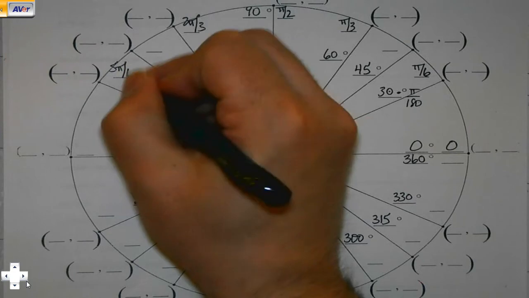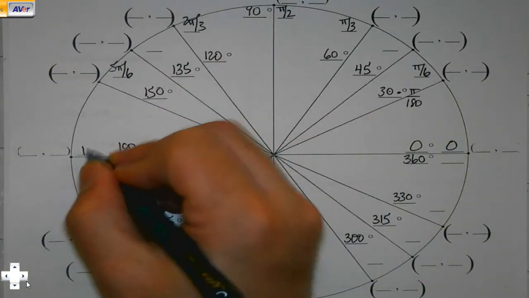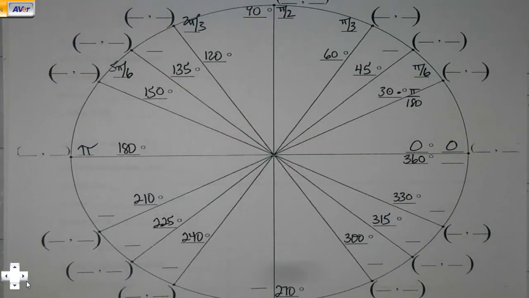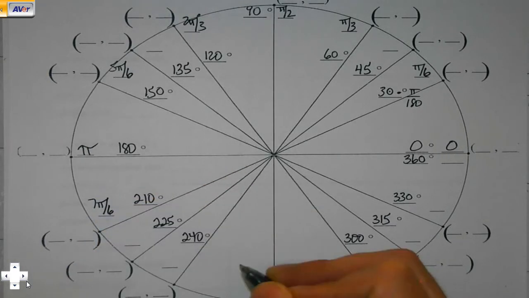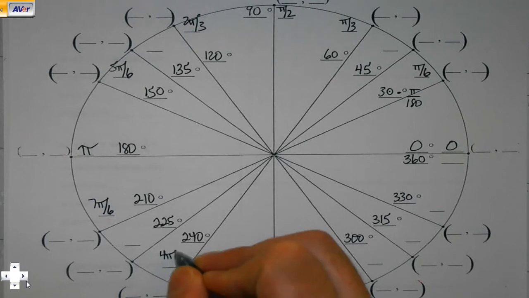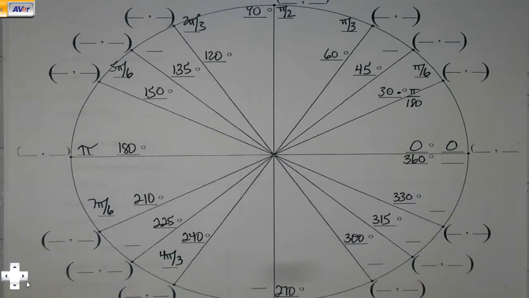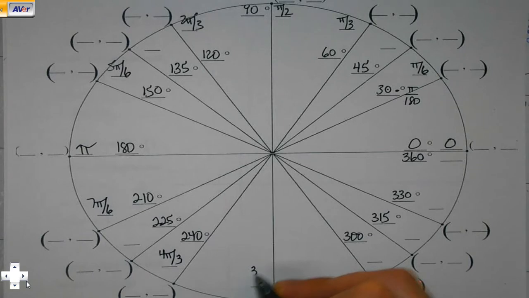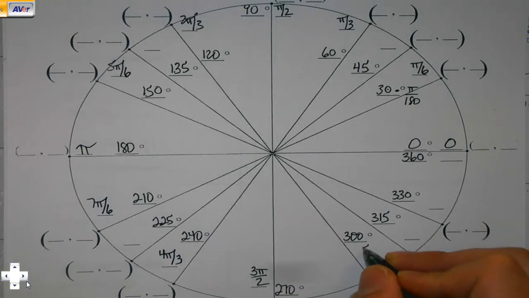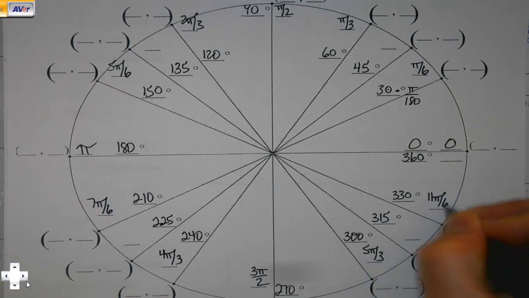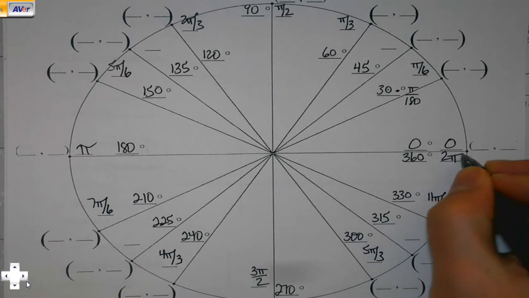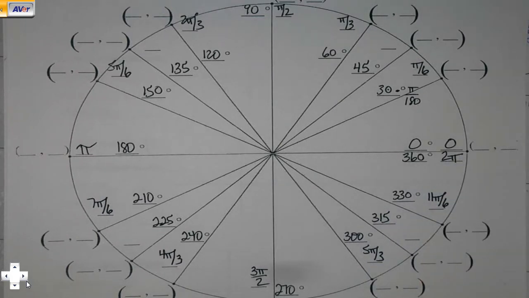5 pi over 6. Here comes our first checkpoint. 6 pi over 6, or pi, because we know the pi is 180. 7 pi over 6. 8 pi over 6, reduced. 9 pi over 6, reduced. 10 pi over 6, reduced. 11 pi over 6, reduced. 12 pi over 6, 2 pi. Boom. And then my 45.